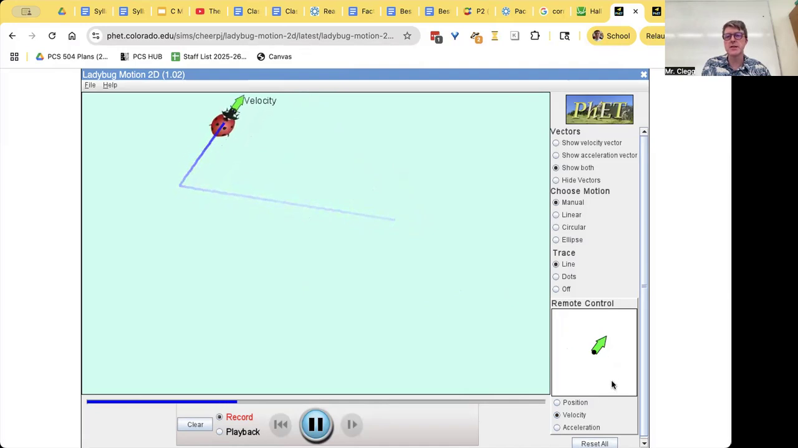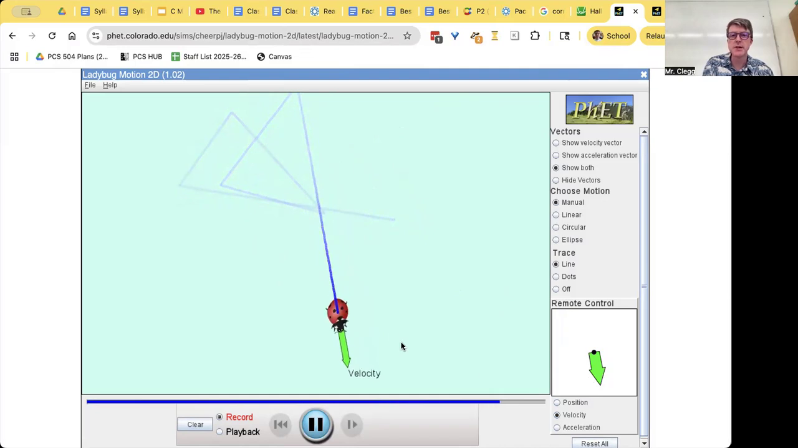Now, if I change the velocity, it has to accelerate in order to change. So you can see there's a very short-lived pink acceleration arrow that comes out, but now there's no acceleration because we're just moving at constant velocity.